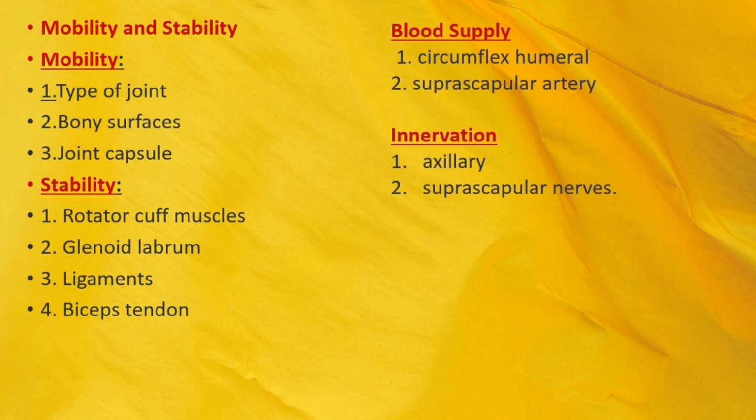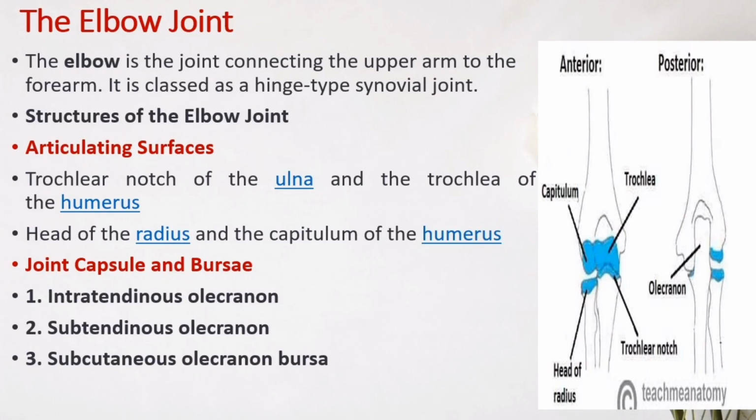Blood supply. The shoulder joint is supplied by the anterior and posterior circumflex humeral arteries, which are both branches of the axillary artery. There are also contributions from the suprascapular artery, itself a branch of the thyrocervical trunk. Innervation. Sensory innervation to the shoulder joint is from the axillary and suprascapular nerves.